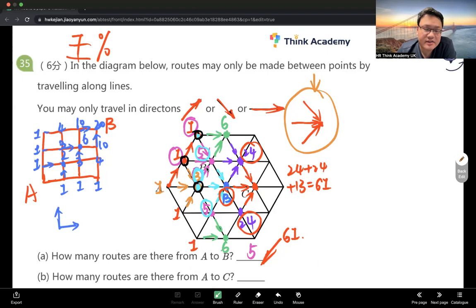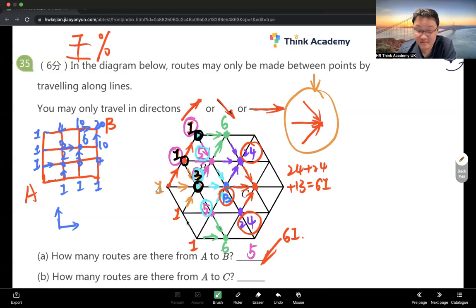And the thing is that if you want to go from A to those 3 spots, you see, if you want to go from A to this spot, there's only one way, right? And from A to this spot is only one way, but from A to this spot, it's not only one way, it's 3 ways.